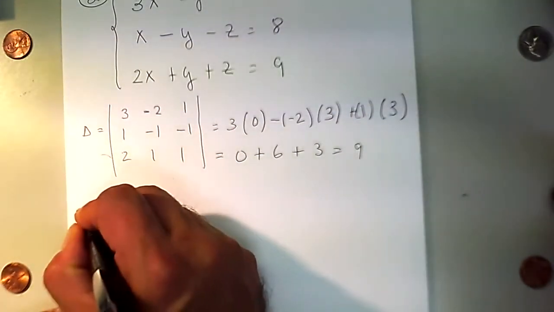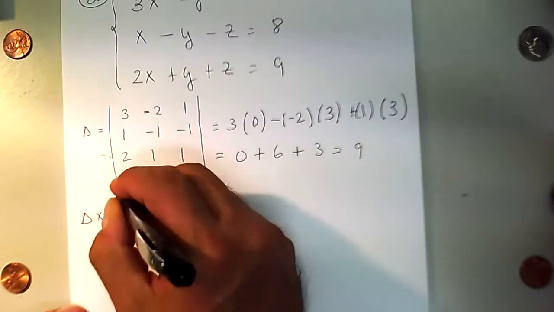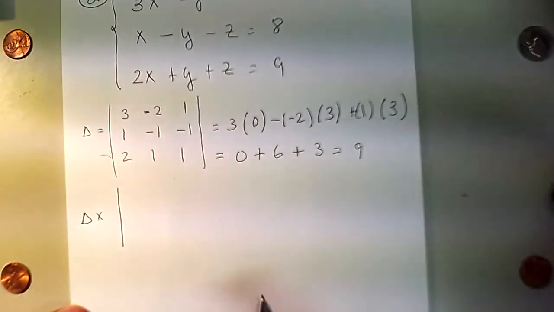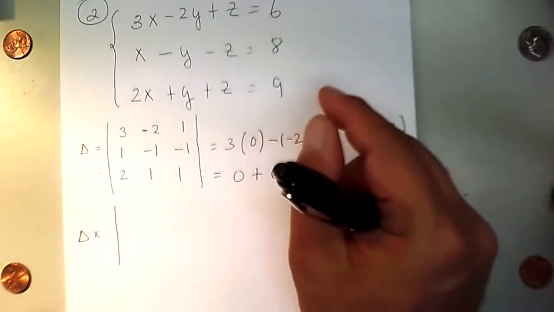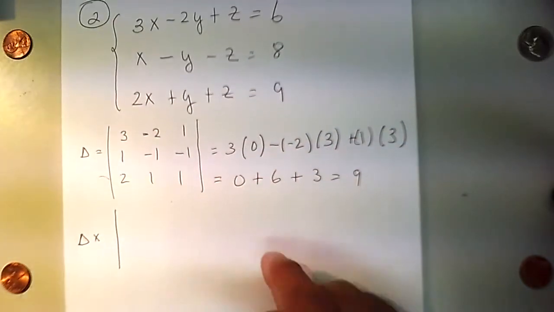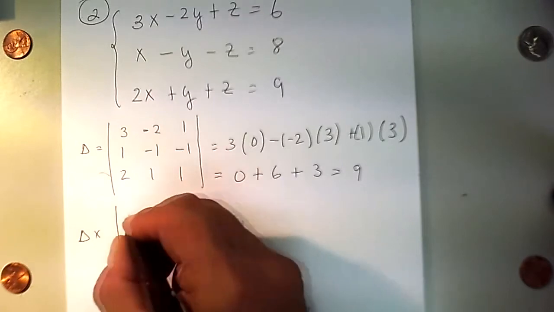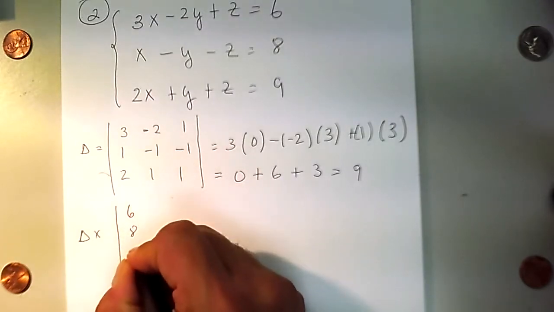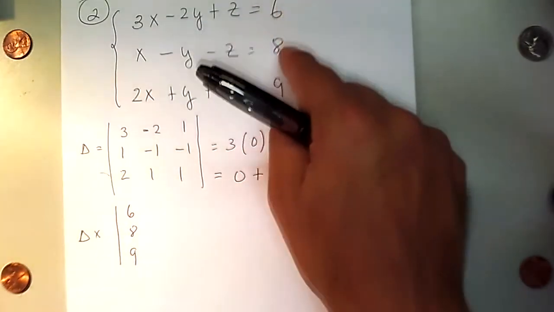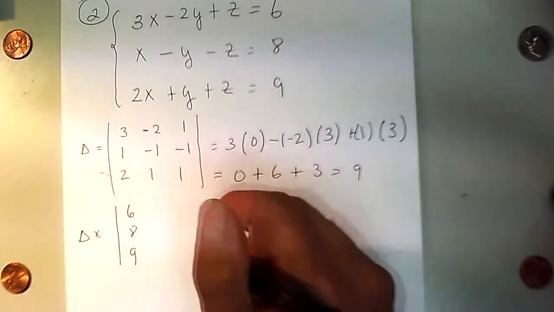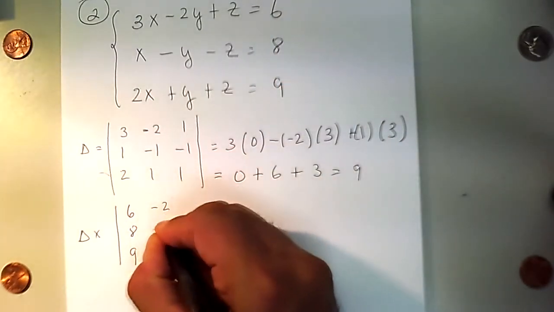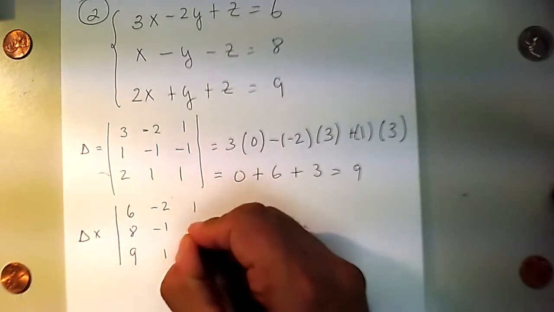Delta x. So we're going to do 3 more determinants to figure out the values of x, y, and z. So we wipe off this column and replace it with 6, 8, 9. And the other 2 columns remain the same. -2, -1, 1, 1, -1, 1.